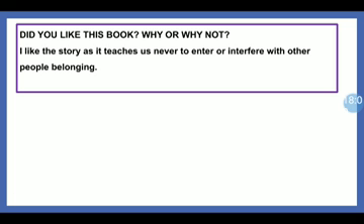Now, there are times you might be asked, would you recommend this book to a friend? If you're given that, then you can state if you would, yes or no. And there are also times you'll have to give a reason why you're recommending the book or why you are not recommending the book. Alright?